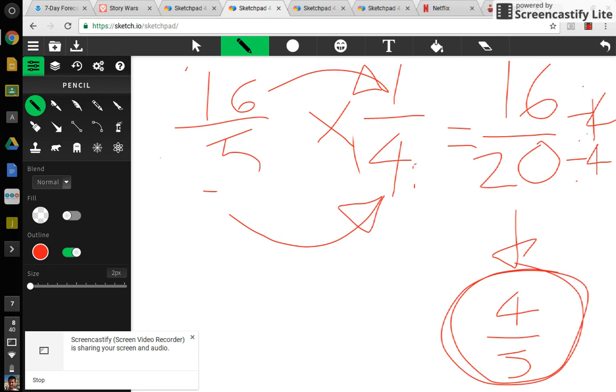Okay, so that's how you would convert a mixed number into an improper fraction. We showed a model of what that looked like, and we just solved a problem where we found 1/4 of all of our pieces and how much that would be. It would be 4 fifths pieces.